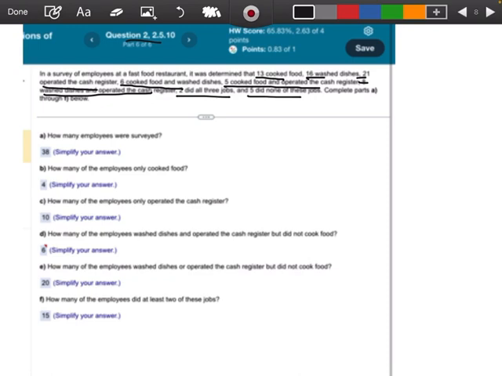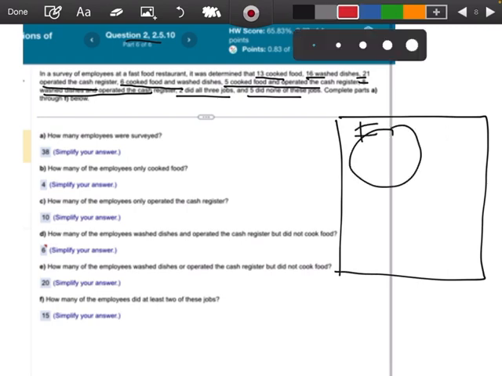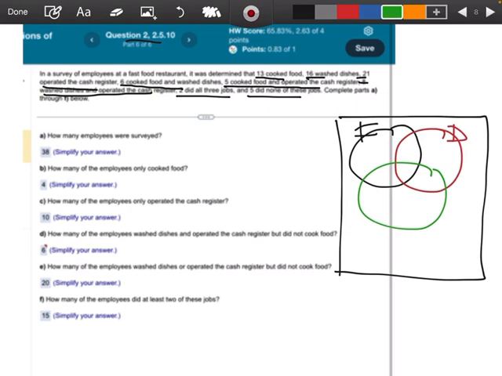Okay, so let's do it like this, y'all. I'm going to draw my Venn diagram. Remember, I got 3 circles. We have the people who cooked the food. We have the people who washed the dishes. And we have the people who worked the cash register. So, y'all, remember, when I'm going through a problem like this, I'm going to start from the bottom and work my way up.